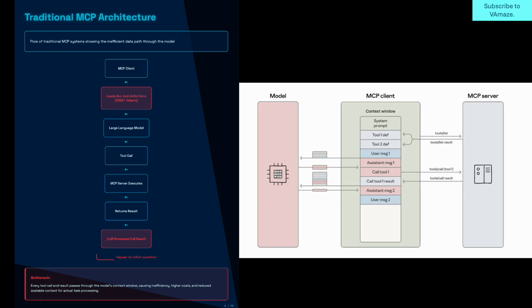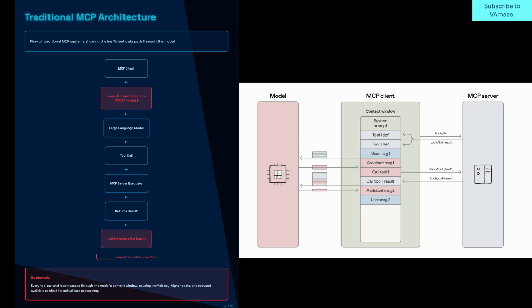Architecture comparison. Let me show you the traditional MCP architecture to make these problems crystal clear. The flow works like this. The MCP client loads all tool definitions into the context window. The LLM receives these definitions along with the user's request. When the LLM decides to use a tool, it makes a tool call. That call goes to the MCP server, which executes it and returns the result.